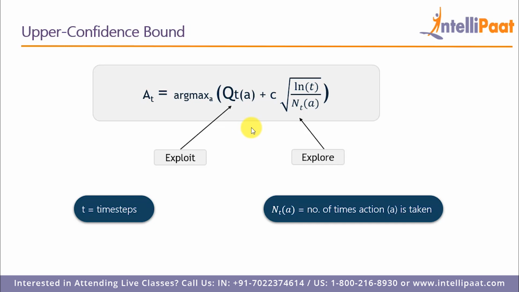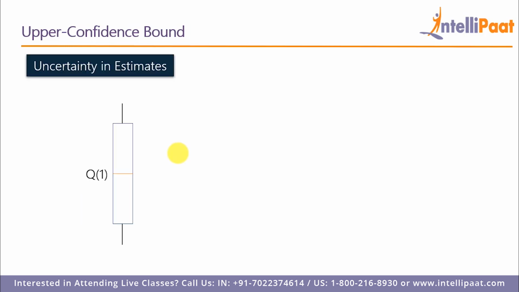So let's discuss this with the help of an example. Here Q of 1 represents our current estimated value for action 1, and the box is a confidence interval around Q star of 1, which says that we are confident that the actual value of action 1 lies somewhere in this region.